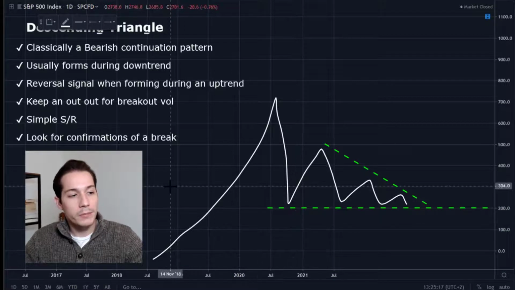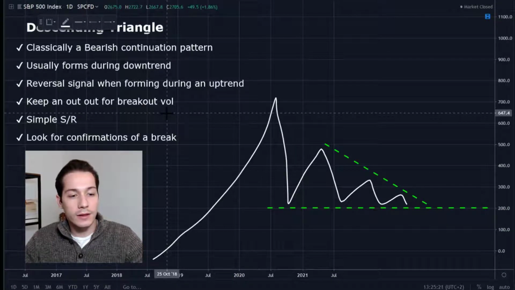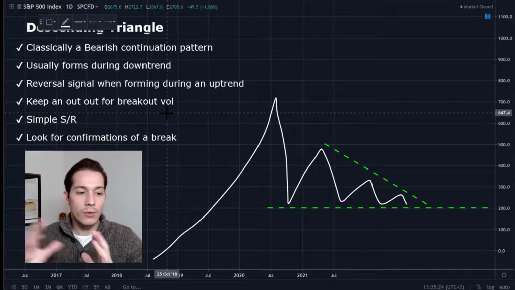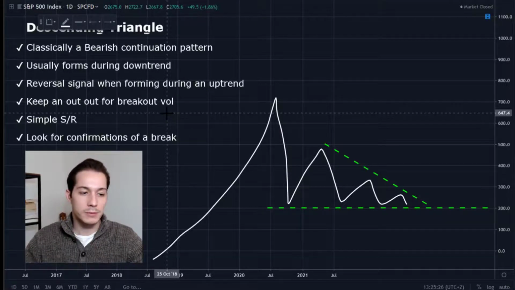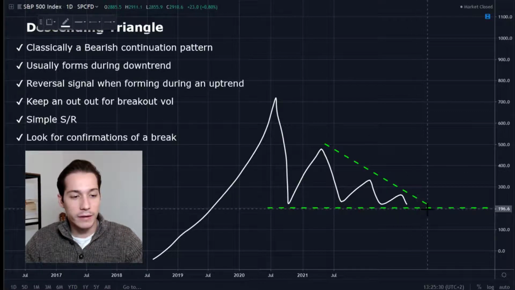So to wrap up this chart pattern, let me talk about these last 3 points. The thing you really want to be looking for is always just to keep things as simple as possible. So first, we have simple support and resistance. We are able to identify these key support levels and these key resistance levels.